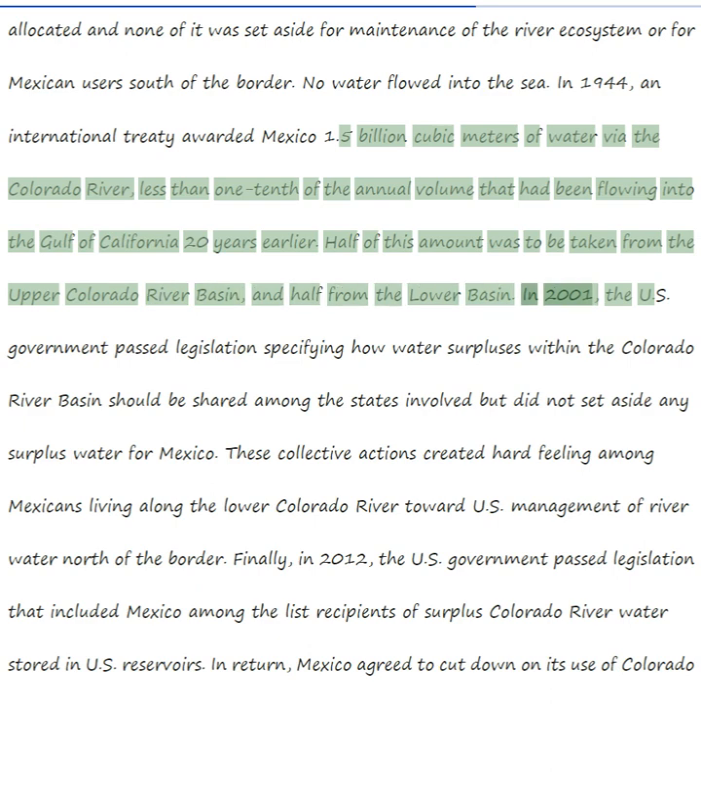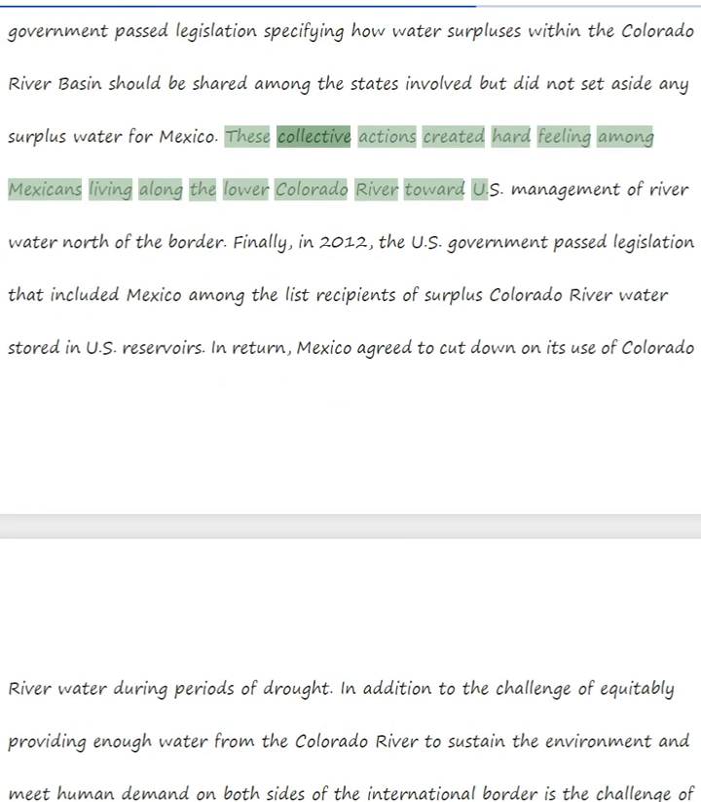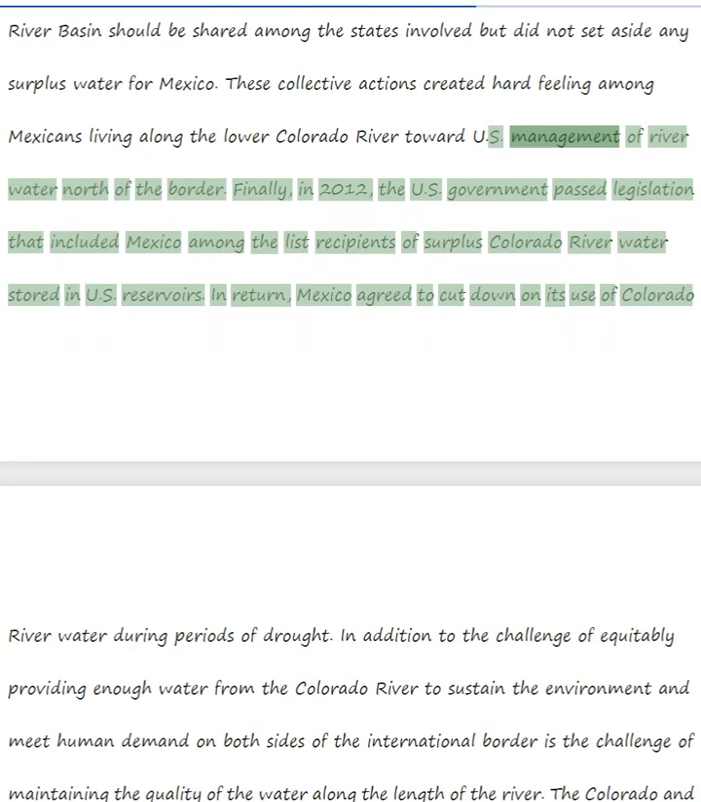In 2001, the U.S. government passed legislation specifying how water surpluses within the Colorado River basin should be shared among the states involved, but did not set aside any surplus water for Mexico. These collective actions created hard feelings among Mexicans living along the lower Colorado River toward U.S. management of river water north of the border.